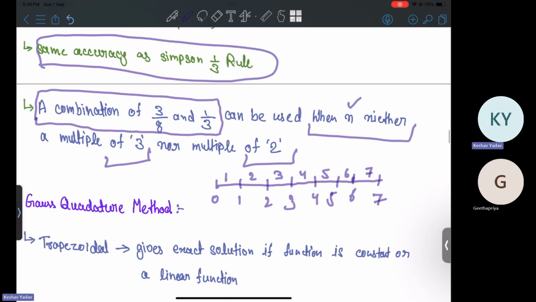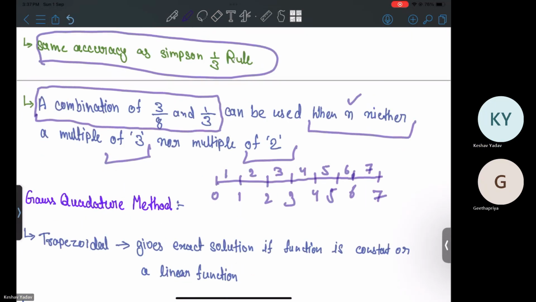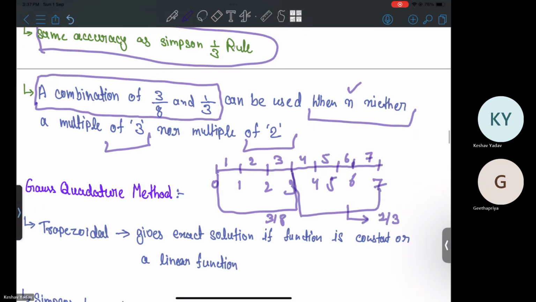So this is what we have, suppose. Then for these 3, we can apply the 3/8 rule. And for these 4, we can apply the 1/3 rule. Fine.